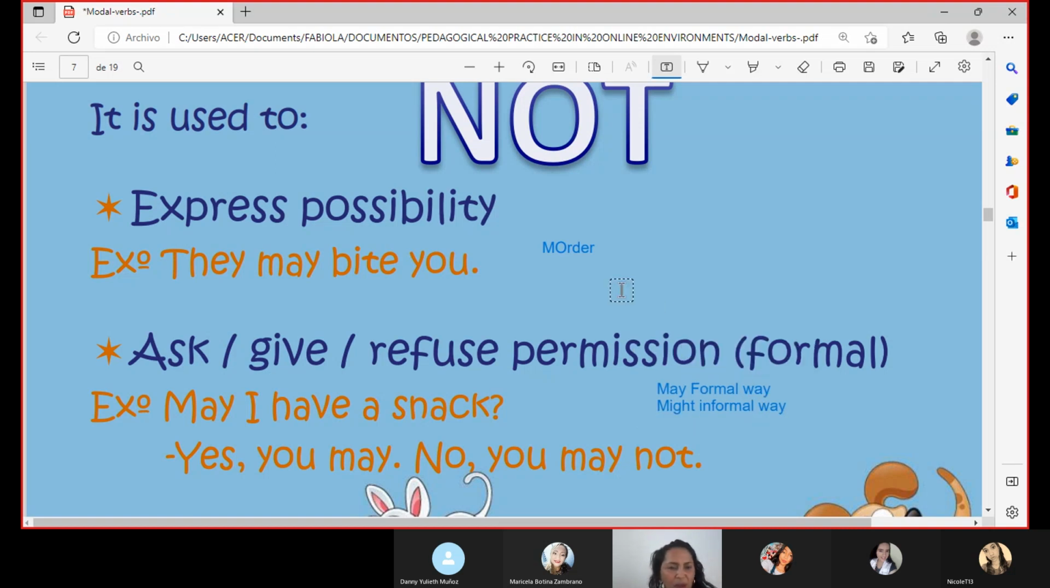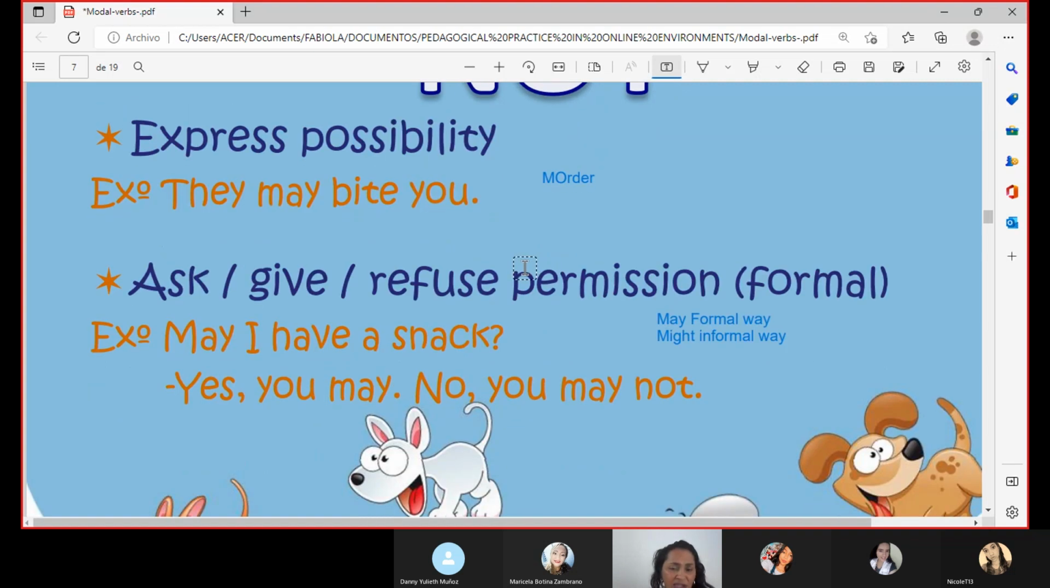Significan lo mismo. Podría, es una posibilidad. Ellos podrían morderte. Take care because the dogs may bite you. Ten cuidado, los perros podrían morderte. En ese caso, tú utilizas ese may. O puedes utilizar el may o el might, ya si lo quieres en forma informal. De acuerdo a la confianza que tengas con la persona, tú puedes utilizar uno de esos dos.